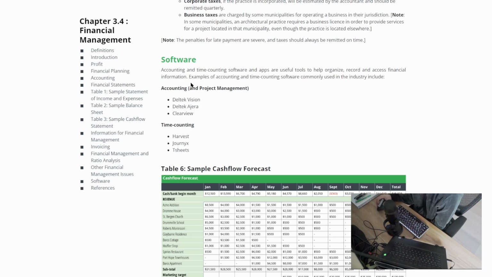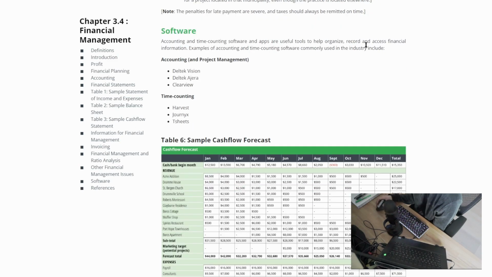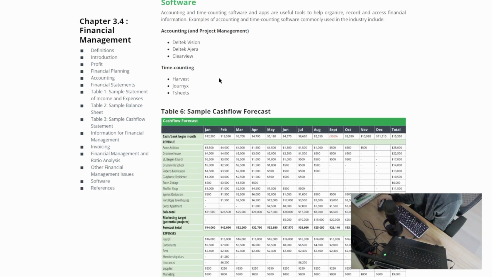Software. Accounting and time counting software and apps are useful tools to help organize, record, assess and access financial information. Examples of accounting and time counting software commonly used in the industry include, for accounting and project management, Deltek Vision, Deltek Jira, Clearview. Time counting: Harvest, Jernix, T-Sheets.